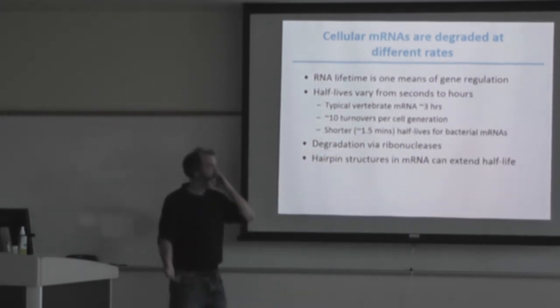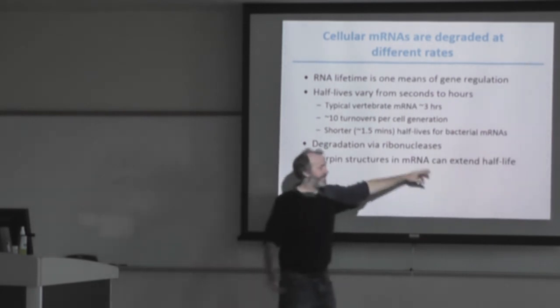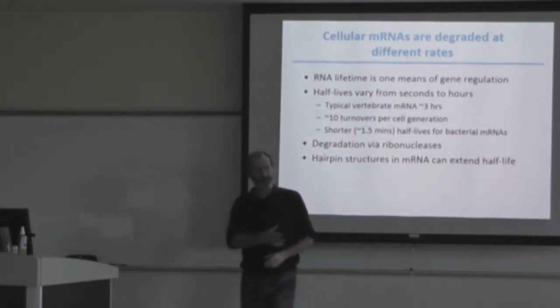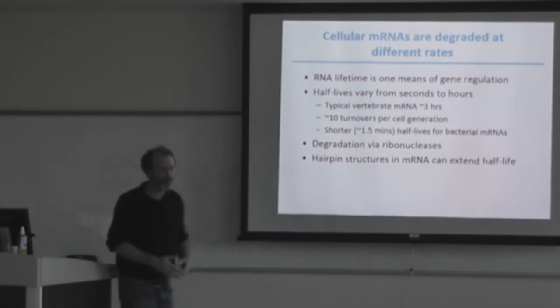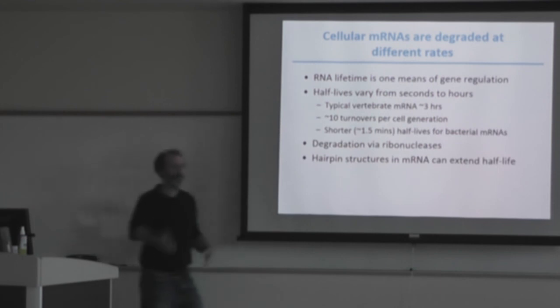Degradation is via ribonucleases. A hairpin structure in the mRNA can extend the half-life. That's going to protect the half-life of that mRNA, if you have a hairpin that doesn't allow the ribonucleases to bind and cleave it.